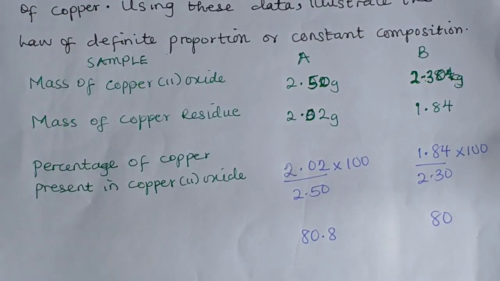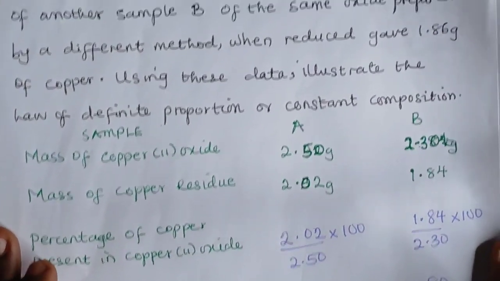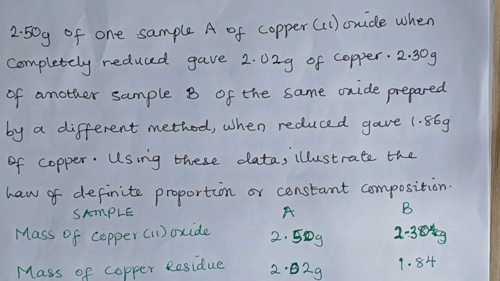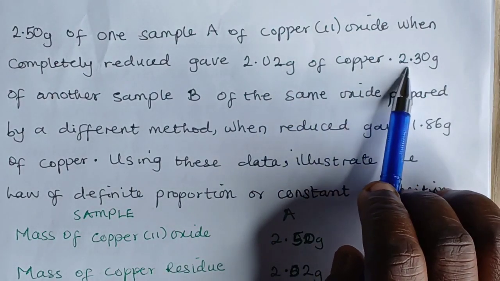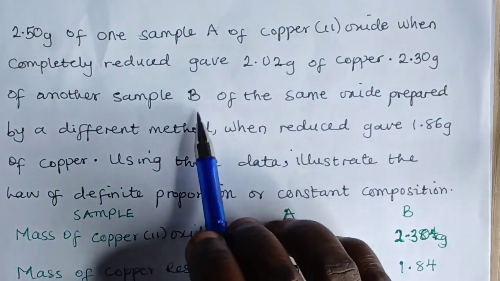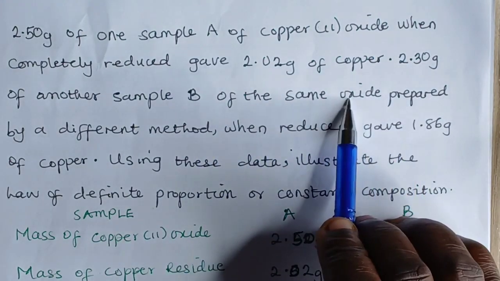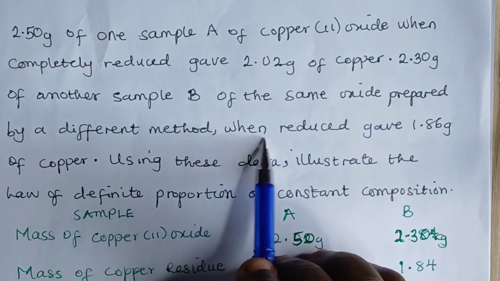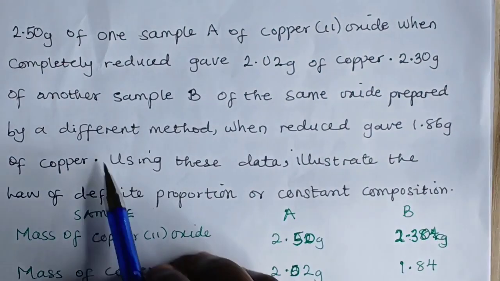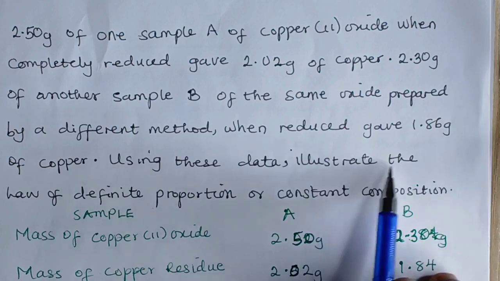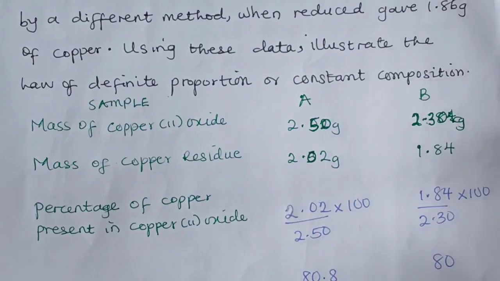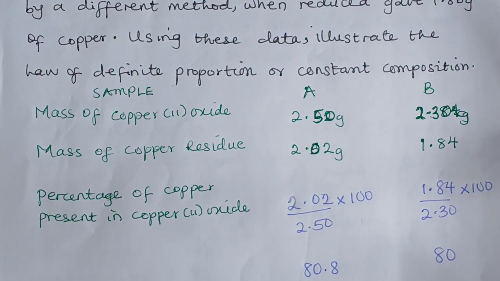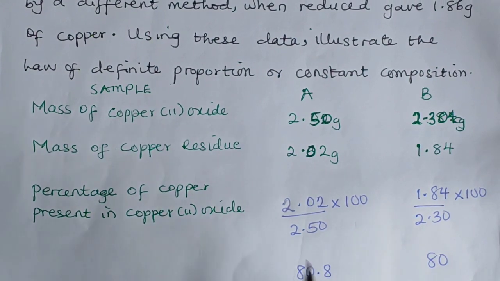So how do we prove this law? 2.5 gram of one sample A of copper 2 oxide when completely reduced gave 2.02 gram of copper. Another compound, 2.30 gram of another sample B of the same oxide, that's copper 2 oxide, prepared by a different method, when reduced, gave 1.86 gram of copper. Using this data, illustrate the law of definite proportion or constant composition, that is, all pure samples of the same compound contain similar elements combined in the same proportion by mass.